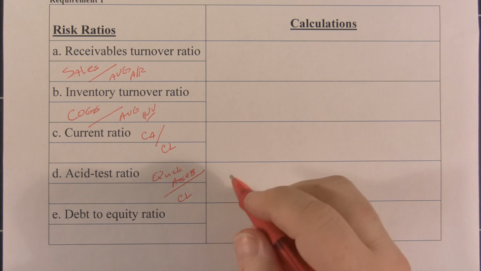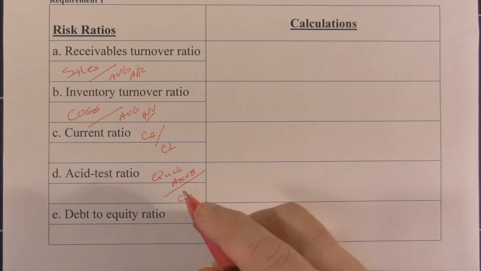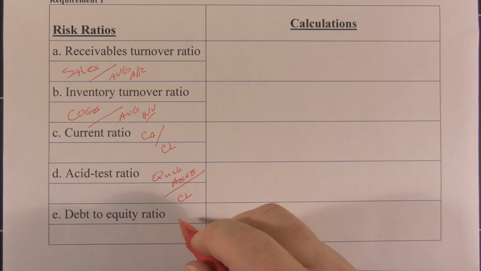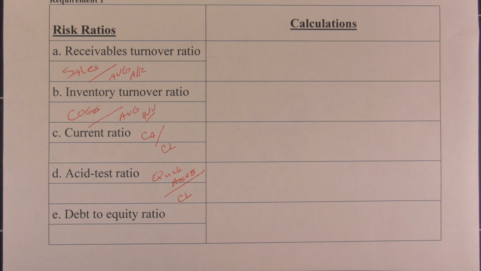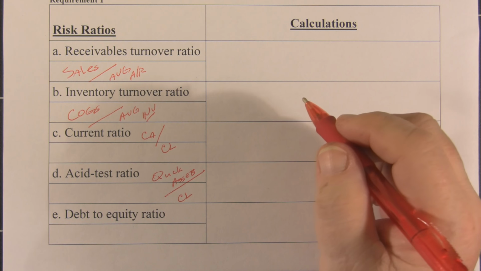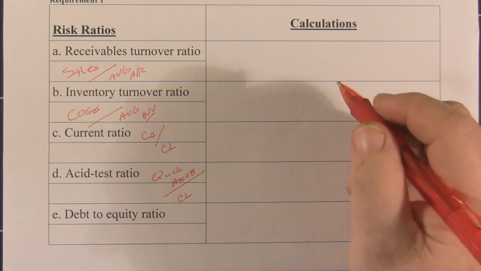And the debt to equity ratio we've done before, and that's the total debt, including the long term, divided by the equity, which in this case is just common stock and retained earnings. Okay, so let's take a look at the receivables ratio. They give us the sales in the additional information on page 595.